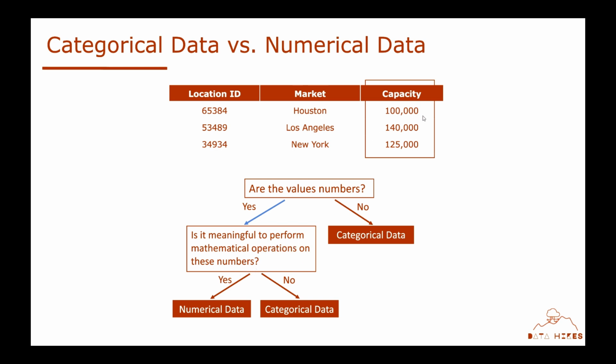Is it meaningful to perform mathematical operations on these numbers? Capacity, sure. It would make sense if I say, hey, what is the capacity of Houston? It's 100,000 square feet. I want to send 75,000 square feet worth of inventory to that location. What would the capacity now be? It would be 100,000 minus 75,000, 25,000, for example. So performing mathematical operations on this column makes sense. Hence, this is numerical data.